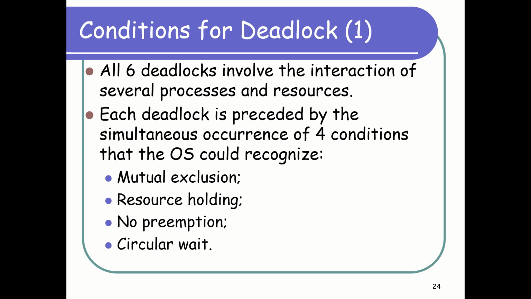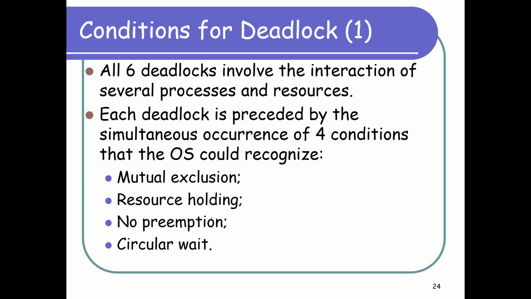So all deadlocks involve the interaction of several processes and resources. Each deadlock is preceded by the simultaneous occurrence of 4 conditions that the OS could recognize. The first one is mutual exclusion, the act of allowing only one person's process to have access to the stairs. That is the first condition for deadlock. Then resource holding: when two people meet on the stairs, each one holds their ground and waits for the other to retreat. This is the second condition for deadlock.